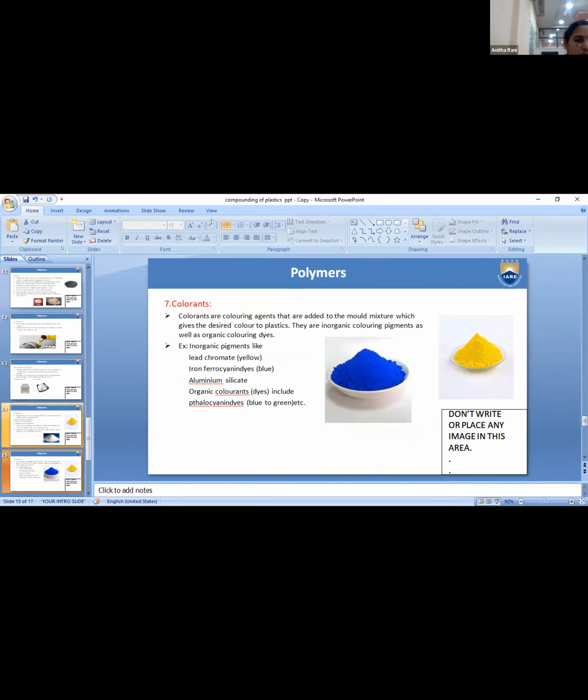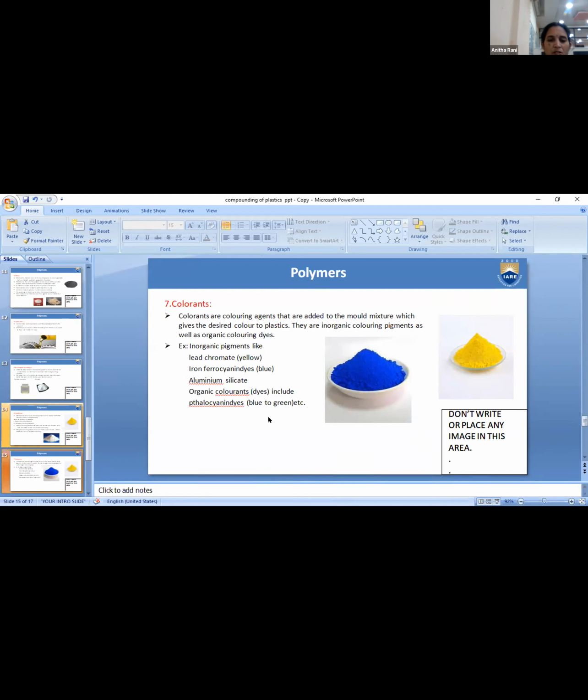We will use colors to get a desired color in plastics. Means when we go to a shop, we see the color, choose our desired color, and buy the plastic items. So we give the colors to the plastics. Colorants are coloring agents that are added to the molding mixture, which give the desired color to the plastics. There are inorganic coloring pigments, as well as organic dyes that we also use.